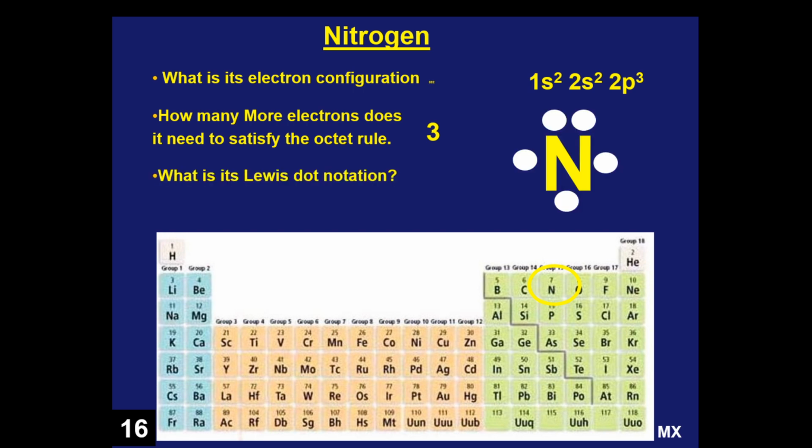And what's the Lewis dot notation? The Lewis dot notation is this: 2 dots on one side, then each of the remaining 3 sides has 1 dot. This tells you how it's going to bond. If you remember right, we told you the relative positions of where the dots go is important. So this nitrogen here needs 3 more electrons. If it could form a bond on this side with an element and share an electron, and then do that again over here, then again over here, then it would have gained 3 electrons or shared 3 electrons. And that tells you what nitrogen is going to do when it bonds.